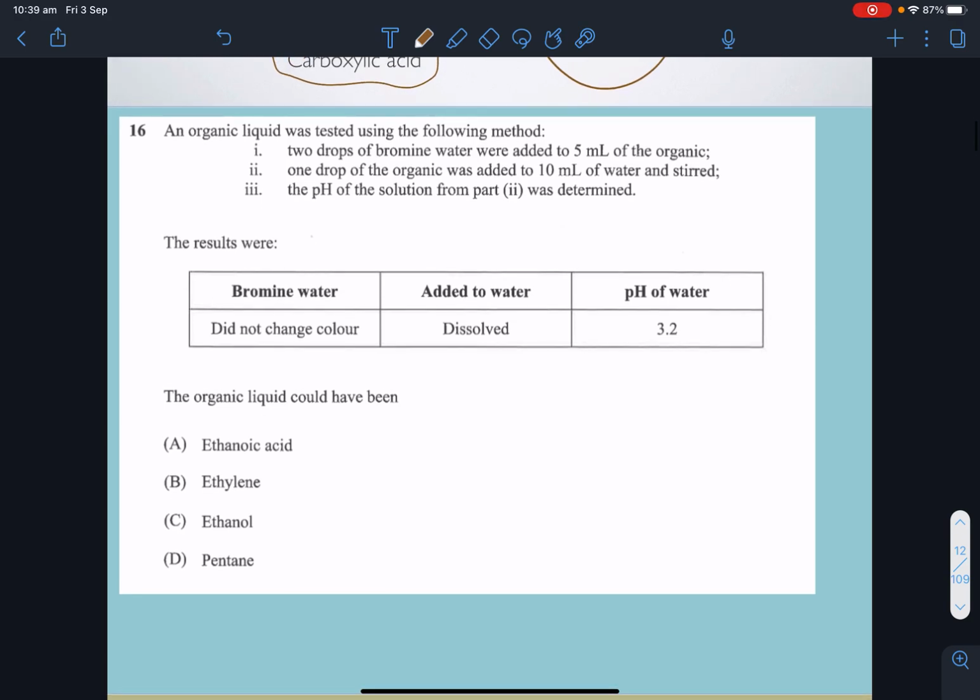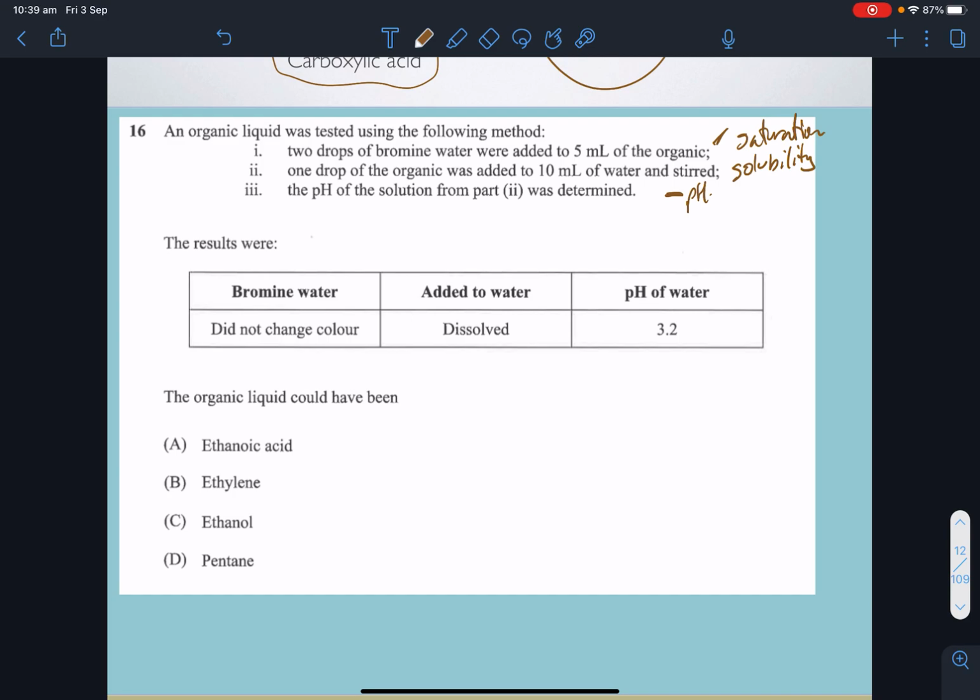All right, we've got a past paper question here. An organic liquid was tested using the following method. First, 2 drops of bromine water are added to 5 ml of the organic. So they're using bromine water to test for saturation. After that, 1 drop of the organic was added to some water and stirred, so they're testing for solubility. And then the pH of the solution, so they're testing the pH, of course.